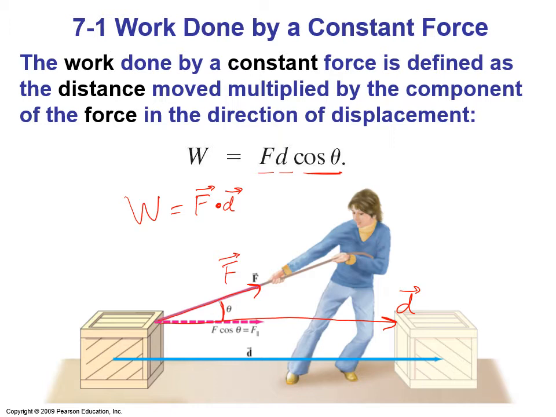Work is a scalar quantity, and it has units of joules. A joule is a Newton times a meter, or in MKS, that would be a meter squared per second squared times a kilogram.